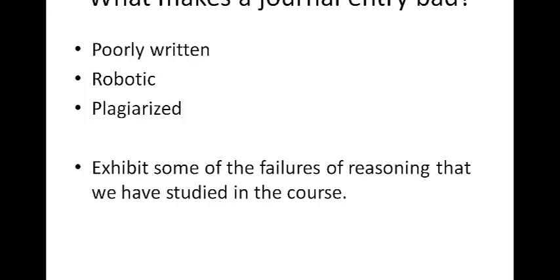Bad journal entries, well, if they're poorly written, if they're robotic, obviously if they're plagiarized, or if there's some other form of academic dishonesty, those would be bad. Really, the killers will be journal entries that exhibit some of the failures of reasoning that we're studying in the course, or if they exhibit the kinds of vices that we're trying to fight against in a course like this. Okay, so that's what would make for a bad journal entry.